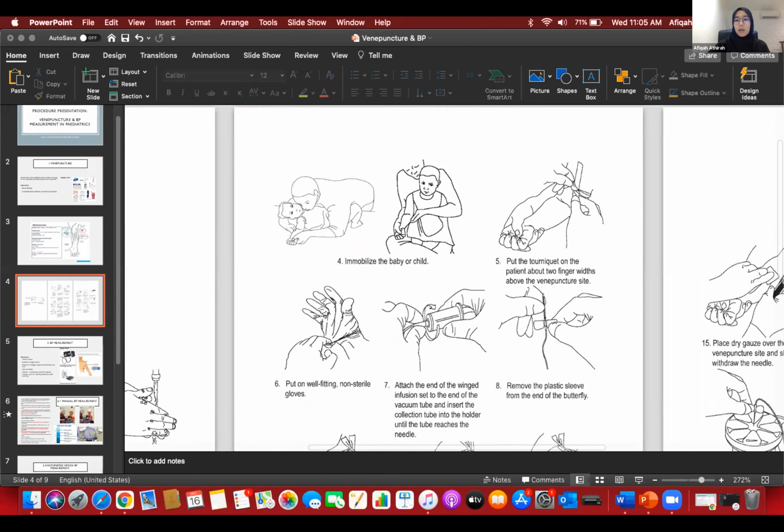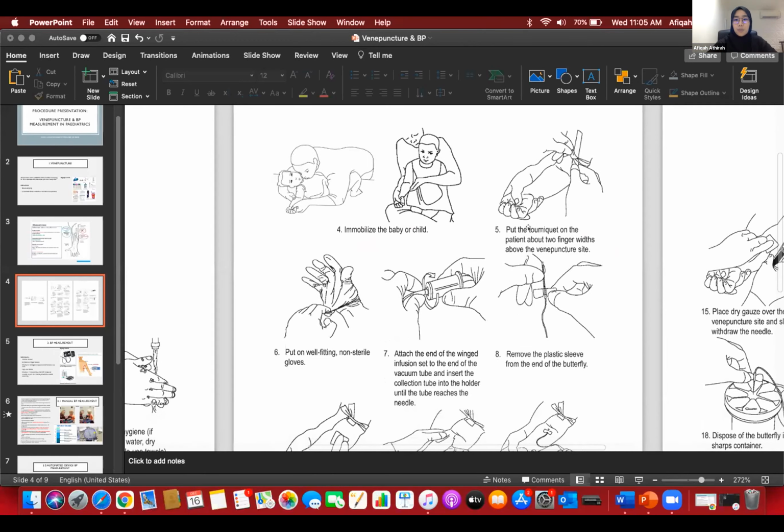Here it says a tourniquet, but the doctor said in a previous presentation that we just need the assistant to hold the arm for us when we do the procedure. So we ask them to hold at about 2 finger widths above the site. That's when we ask the parents to hold it for us. We put on the gloves and we prepare the needle.